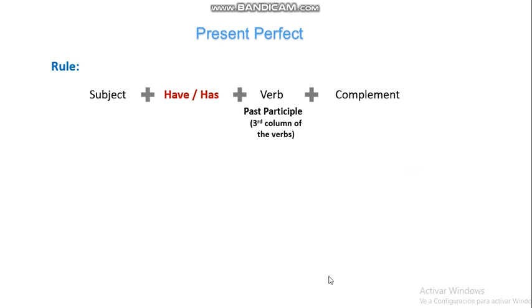We are going to see the rule of the present perfect. How do we form a sentence in present perfect? As we have seen before in previous lessons, we begin with the subject plus have, has, that's the auxiliary, the verb in the third column of the verbs, which is the past participle, plus the complement.